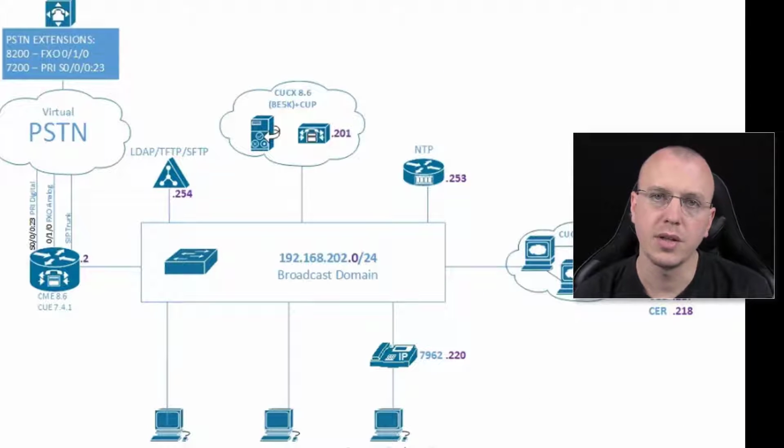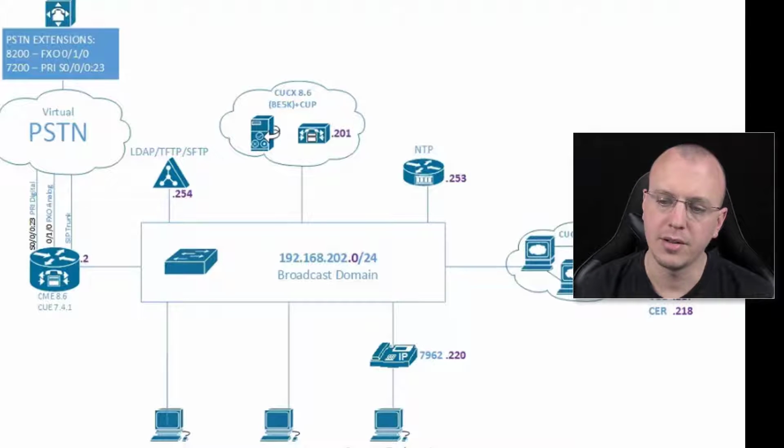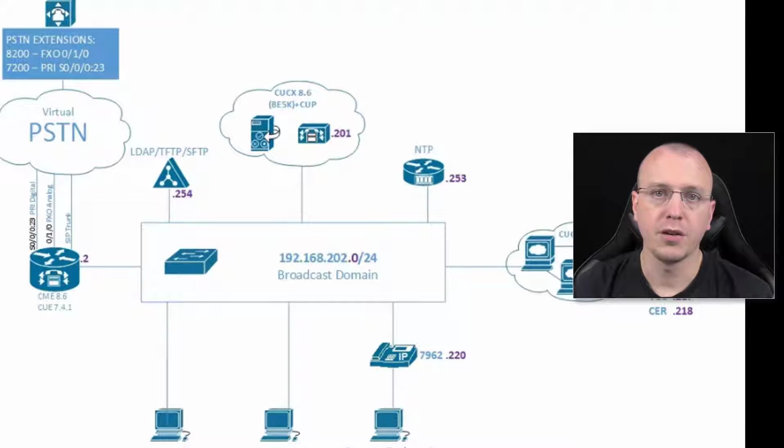Today we're going to be using the Freelab beta and now setting up a SIP trunk from the communications manager to the 2811 gateway, and then set up FXO and PRI interfaces to connect to the PSTN. Now, as you can see from the diagram here, on the PSTN extensions, 8200 is set up for the FXO 010 and 7200 is for the PRI.